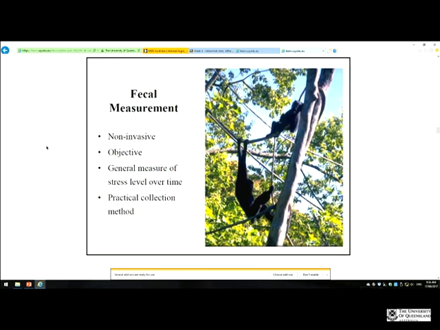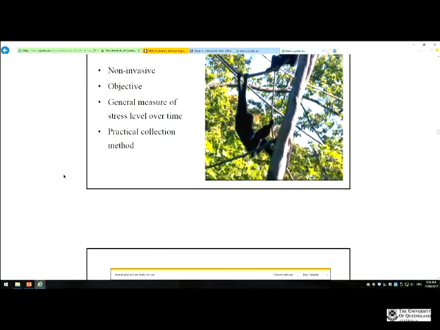So if you think about it, if we were to take a blood test, that would also affect it as soon as you're being invasive. But also, if you don't know if a snowmobile has just gone past the moose or not, you need a more general measure of stress over time to understand. And of course, it's practical.